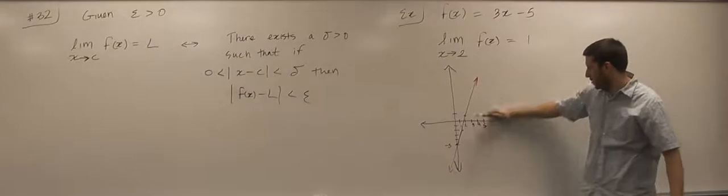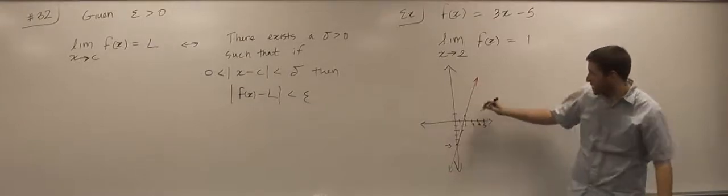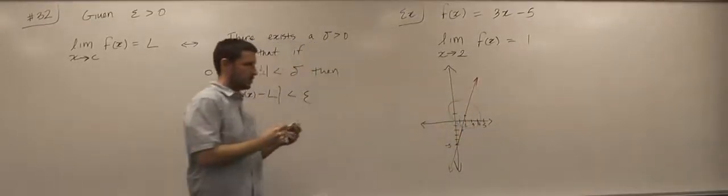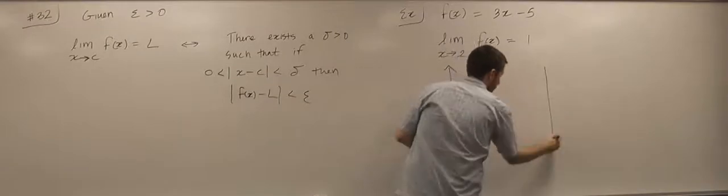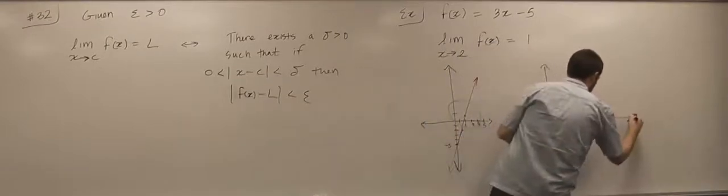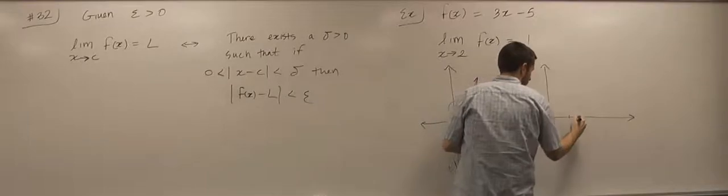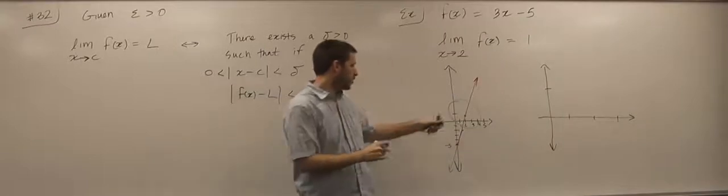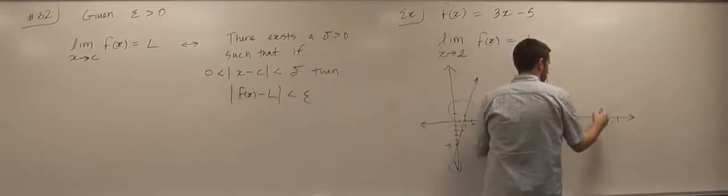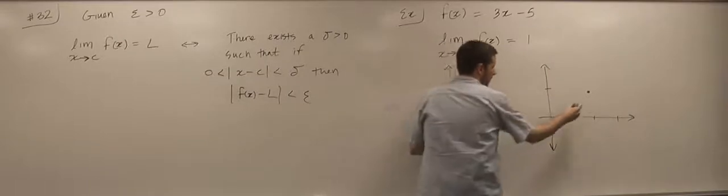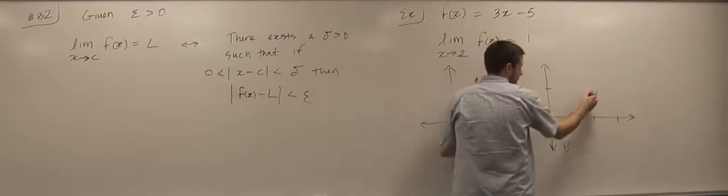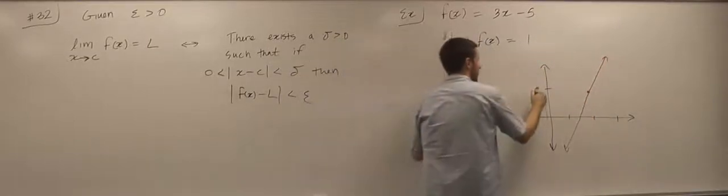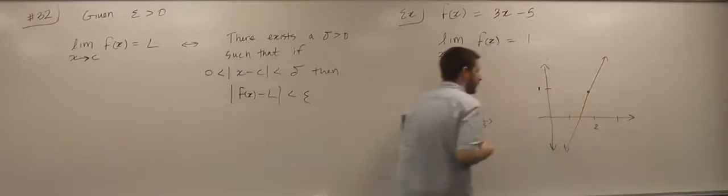I want to blow up, for my purposes, I want to zoom in on this particular area here. So let's see, 1, 2, 3, 1. I know I go through 2, 1. And then I have a line going like this. So this is my guy 1. This is my guy 2.